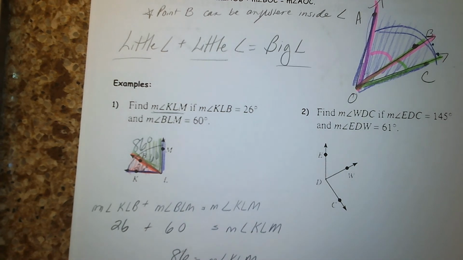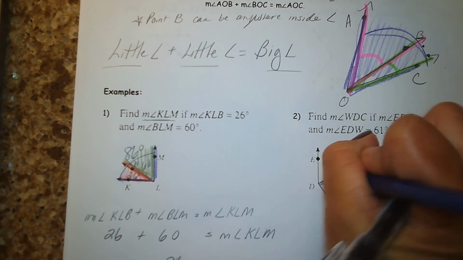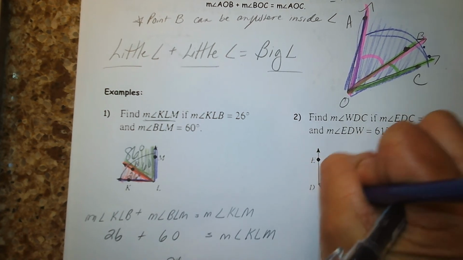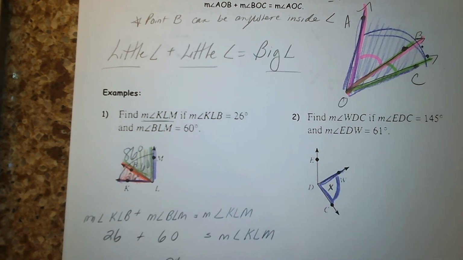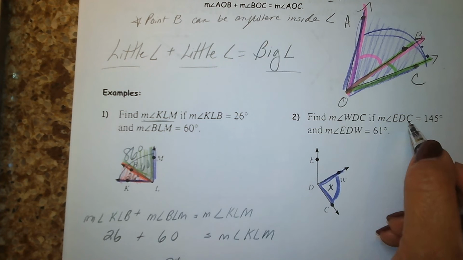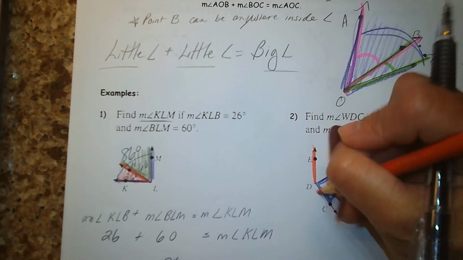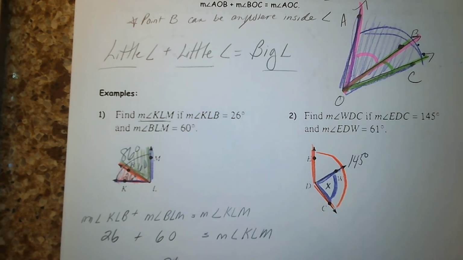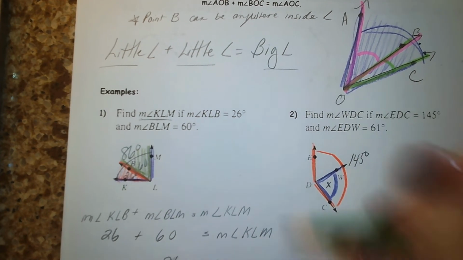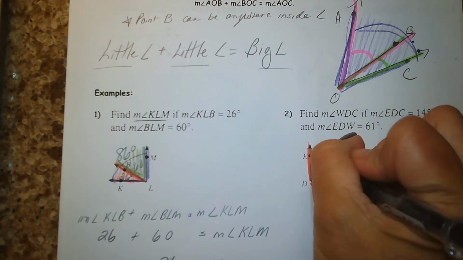Okay, let's look at the next one. Find WDC. WDC this time, that's this little angle right here. We want to find out what this is. We don't know what that is, so let's call it X. EDC is the entire large angle. That's the whole thing. That's all of this. That angle there is 145. And then we have EDW, which is this one right here. That angle there is 61.